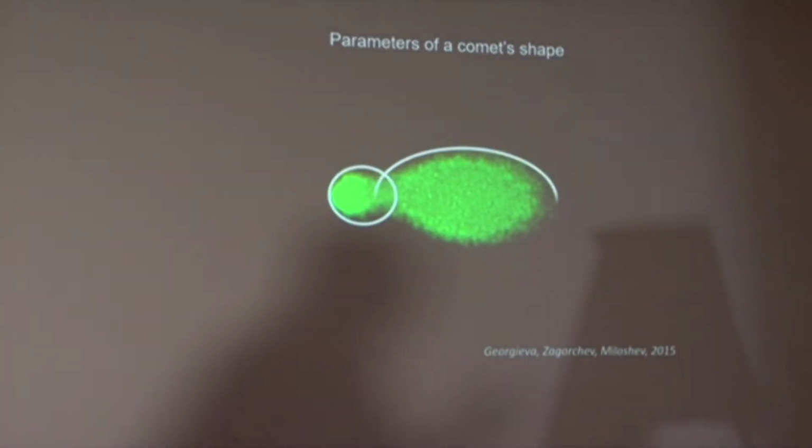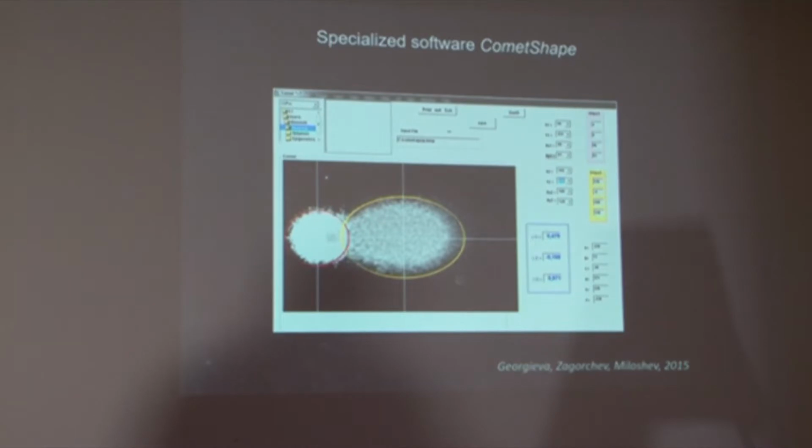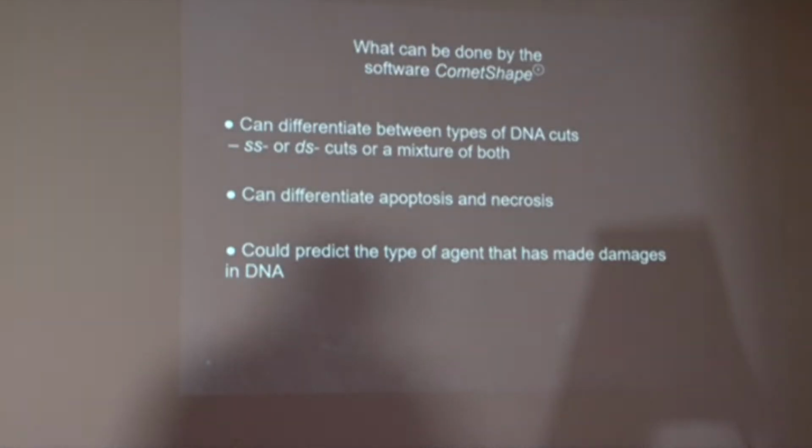By measuring approximately 18 different parameters, we designed a software program. This software program could differentiate between types of DNA cuttings, whether they are single-stranded or double-stranded, you can differentiate apoptosis from necrosis, and you can even guess what kind of genotoxic agent is used to make cuttings in DNA.